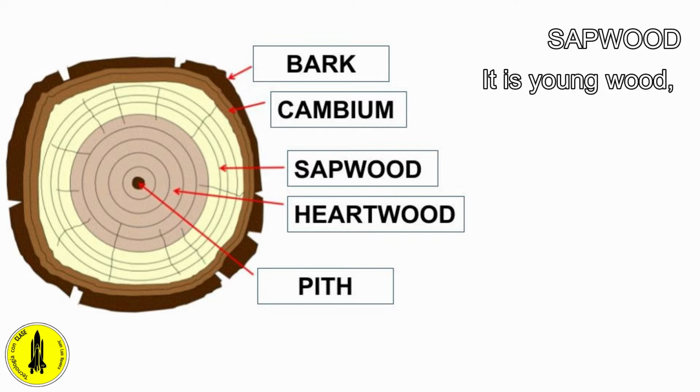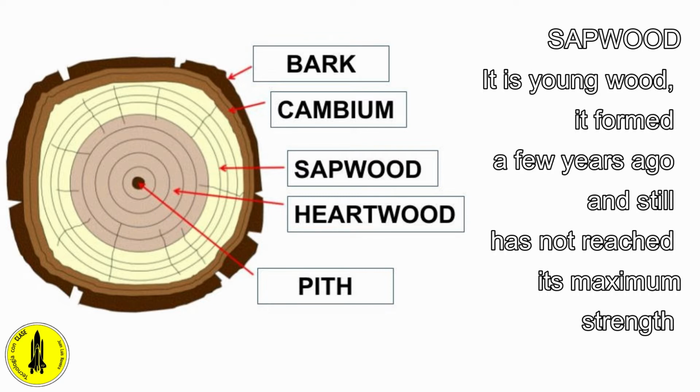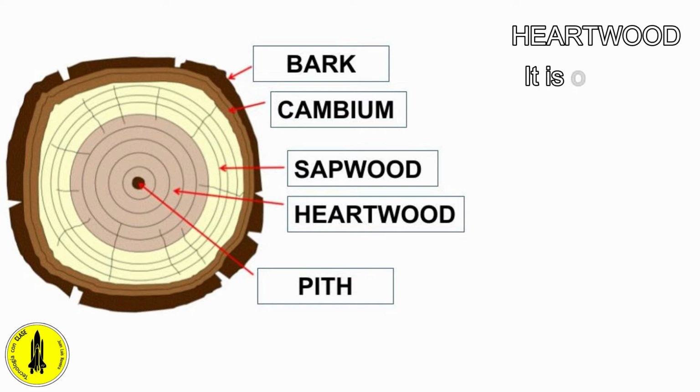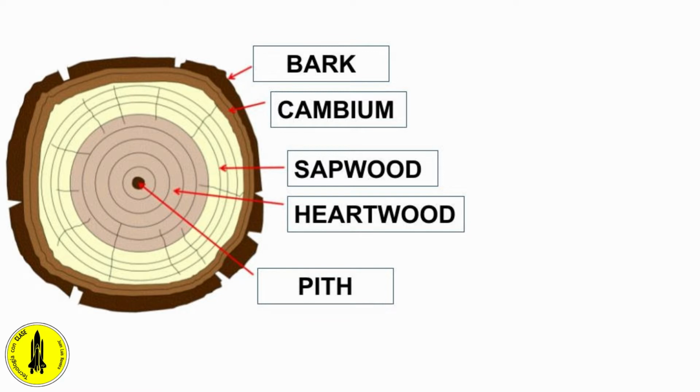Sapwood. It is the young wood, formed a few years ago and still has not reached its maximum strength. Heartwood. It is old wood. It is the strongest part of the tree. And last is the pith. The pith is the central part.